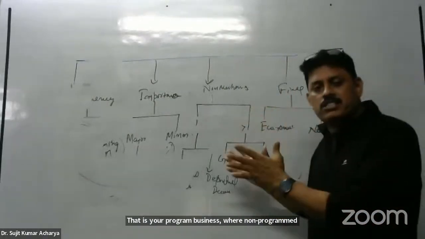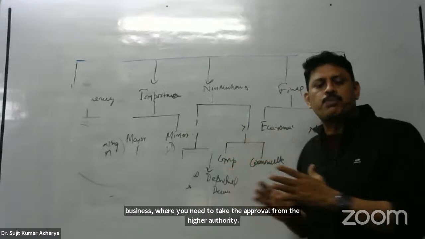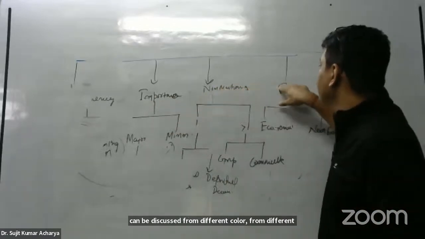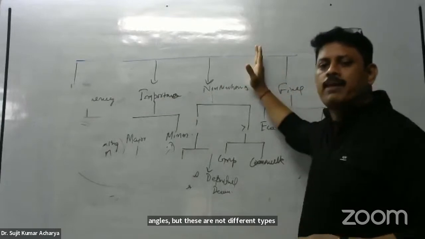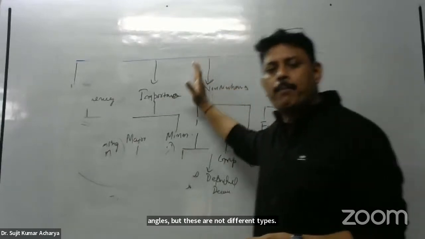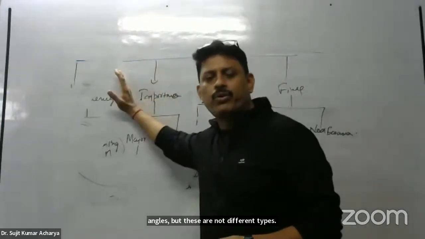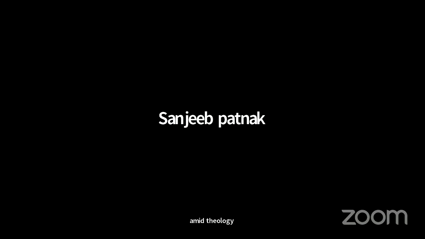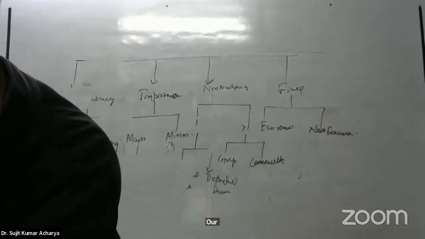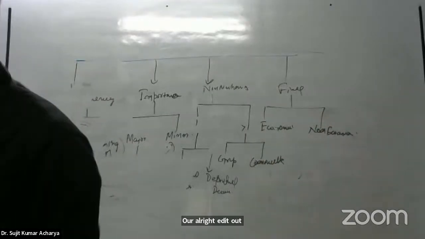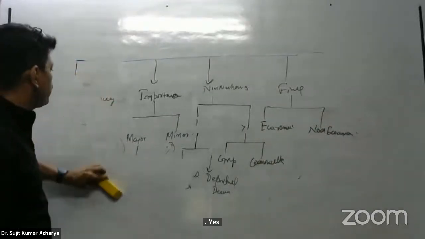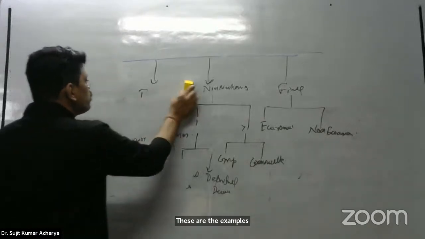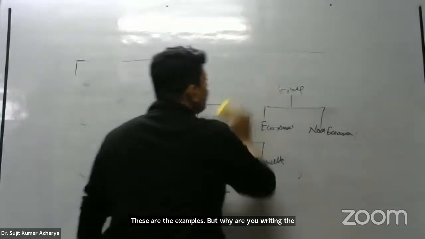Decisions can be discussed, the types of decisions can be discussed from different corners, from different angles, but these are not different types. In one corner I define it like this, in one approach like that, and in another like that. These are the examples, sir. Yes, these are the examples, but while writing the examinations, you do not give the example of purchasing vegetables, which is a decision taken by your father.